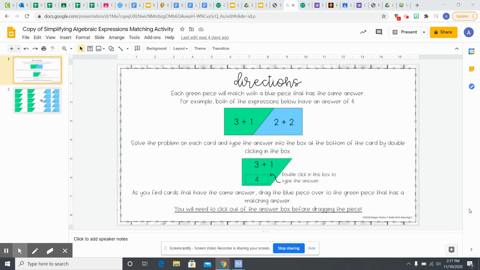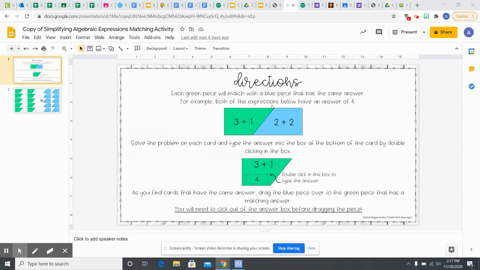Alright, so for today's assignment, we are doing a matching activity that is over simplifying algebraic expressions. So it's what we've done for past couple days now. In this activity, I'm going to read the directions to you, but you're going to have these directions also for yourself. Your copy will. So each green piece will match with a blue piece that has the same answer.